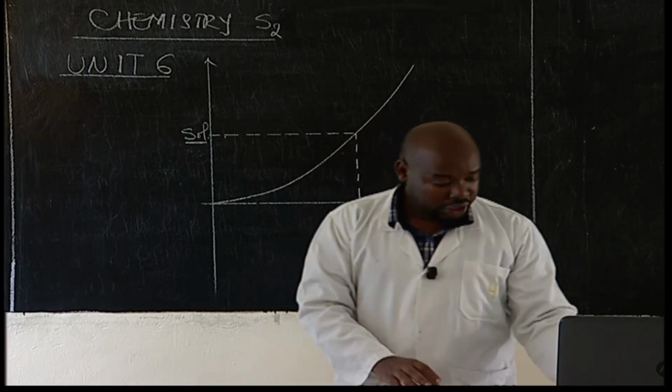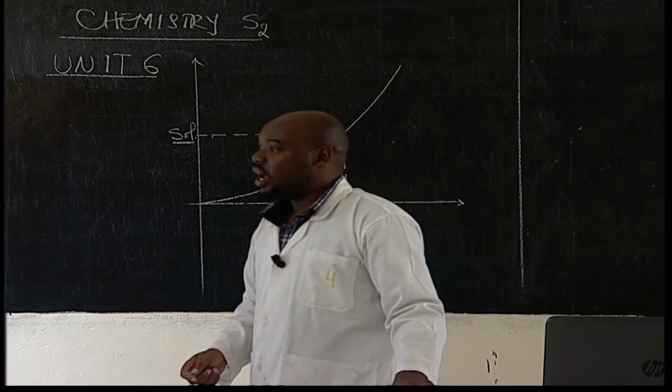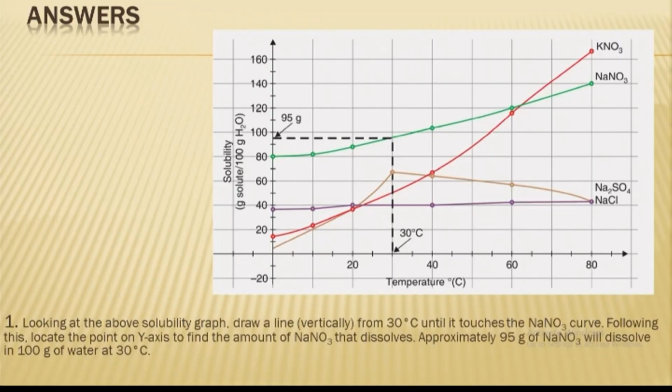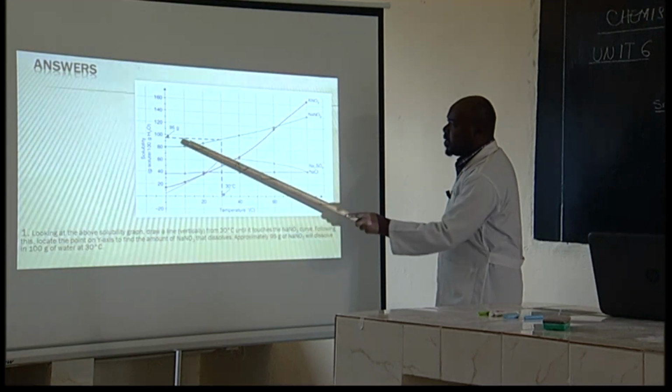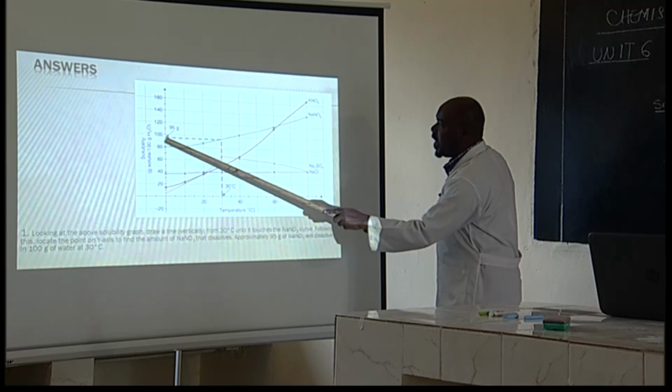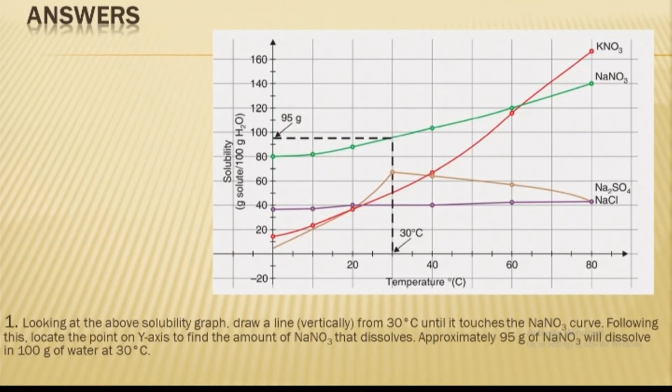Now, let us check on the answer we have here. What is the answer? At 30 degrees, as I've shown, the 30 degrees are here. And we draw the perpendicular line up to this point. We also draw another one up to the solubility axis, the y-axis. And you can see that it is approximately 95. So at 30 degrees, 95 grams of sodium nitrate will dissolve in water to make a saturated solution.